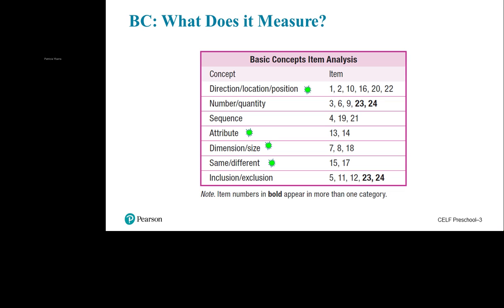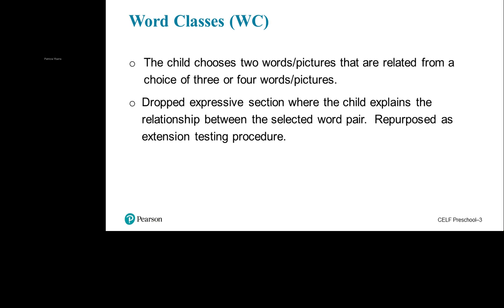Basic concepts assesses different categories of concepts, including directional, positional, attributes, size, same and different. Word classes: in this subtest, the child chooses 2 words or pictures that are related from a choice of 3 or 4 words or pictures. The expressive section, where a child explains the relationship between the selected word pair, was dropped from the standardized administration of CELF Preschool-3. This task was repurposed as a possible extension testing procedure for exploring a child's strengths and weaknesses. And I'm going to talk about what extension testing is in just a few slides.